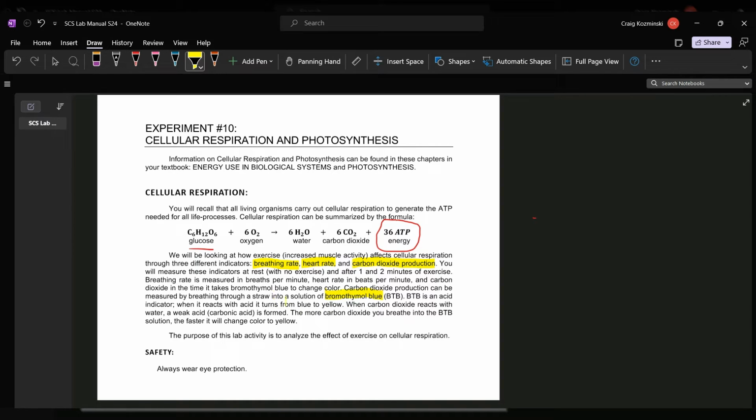When you begin this experiment, the color of the BTB will be blue. And as you convert it using carbon dioxide into a solution, it's going to become yellow. Okay, so we're going to be looking at the relative amount of time it takes for you to convert that solution from blue to yellow.